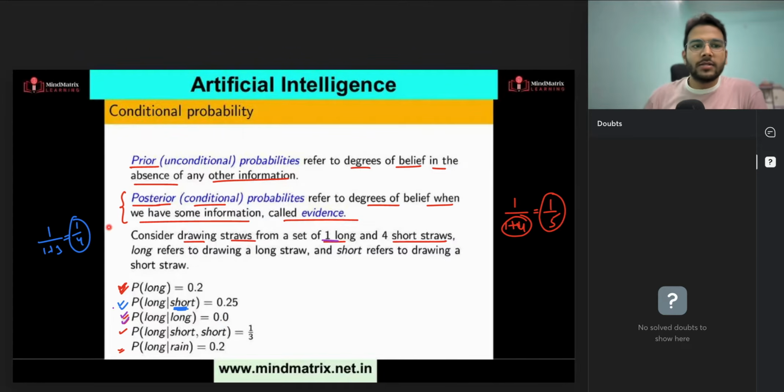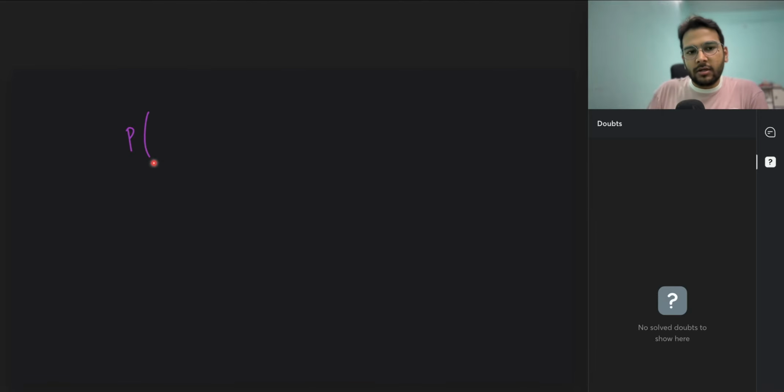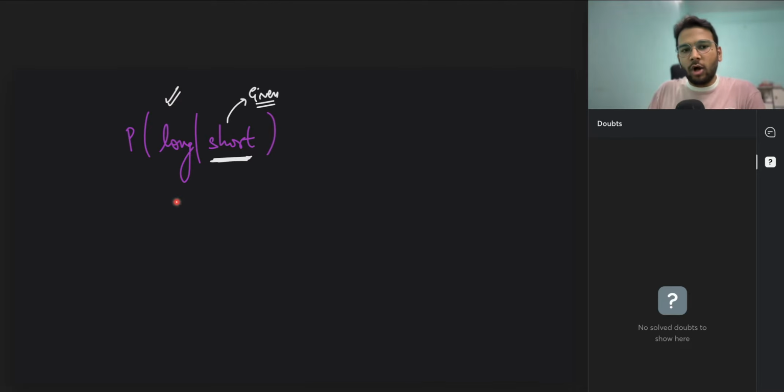Can you repeat this again, Sneha? Okay. So when I say probability of long, let me explain you here. This is simple, but okay, let me explain this. Probability of long given short. Now, what does this indicate? That this short straw you have already, this is given, right? That is the meaning of conditional probability. This is already given to us, that we have already drawn the short straw in the previous attempt. Now we are finding the probability of long.